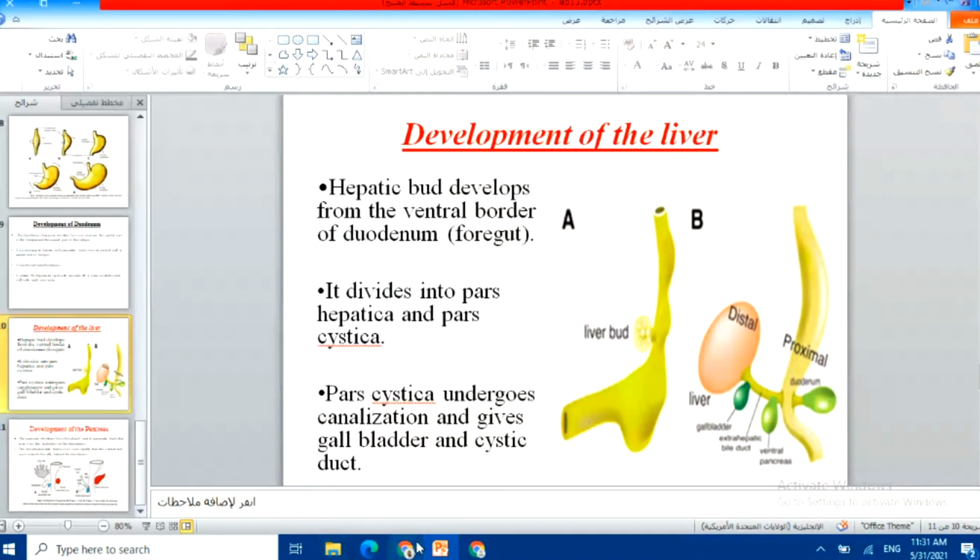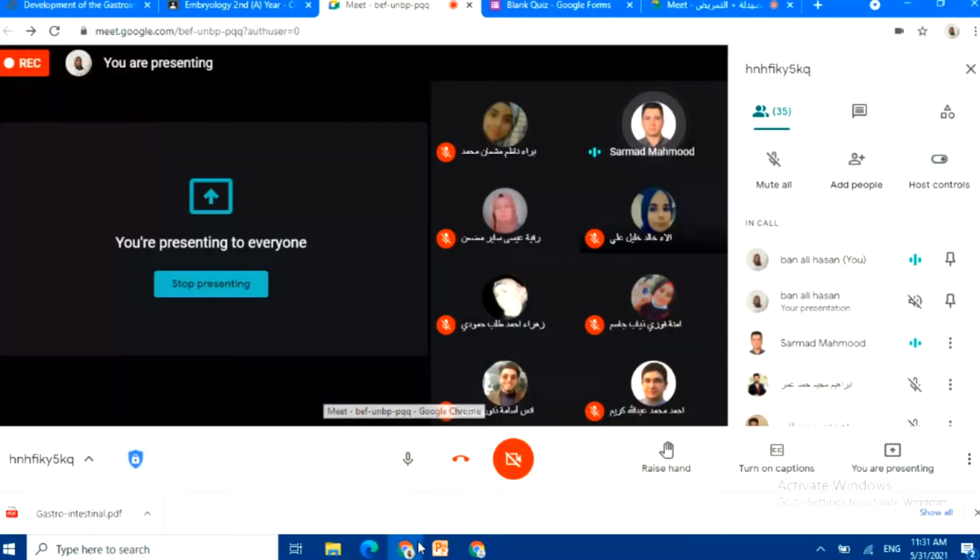We had this part. We were reviewing and asking questions. So please, does anyone have any question about the liver development?